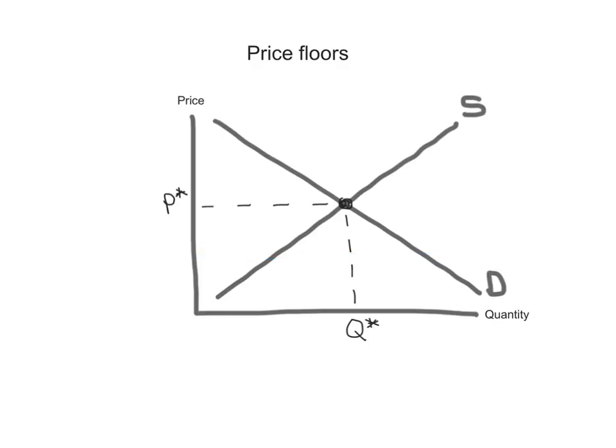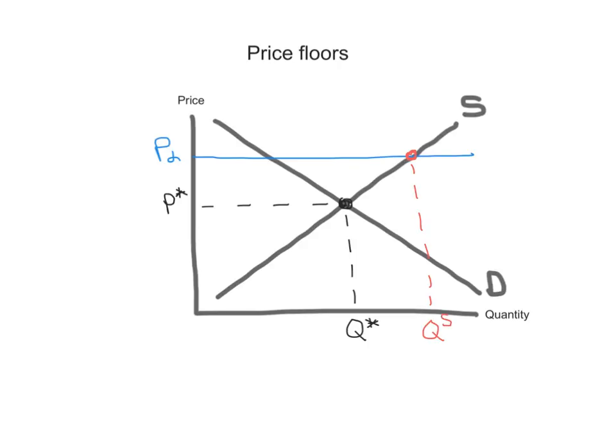However, if the price floor is above the current market price, we'll call it P2, then it is going to have an impact on the market. The minimum price that producers are legally allowed to sell their product at is now higher than the original market price. And sellers like high prices, therefore they tend to sell more when prices are high. So we're going to see an increase in the quantity supplied with this binding price floor.